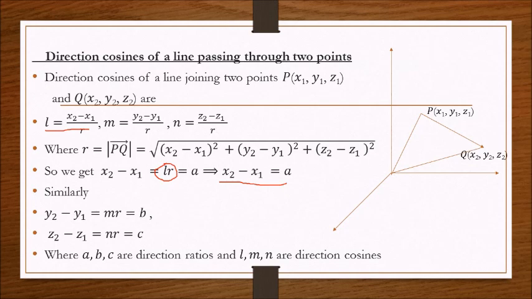So if you get a sum in which there are 2 points and you have to find the direction ratios, what you have to do, you get x2 minus x1, you get A, y2 minus y1, you get B, z2 minus z1, you get C.